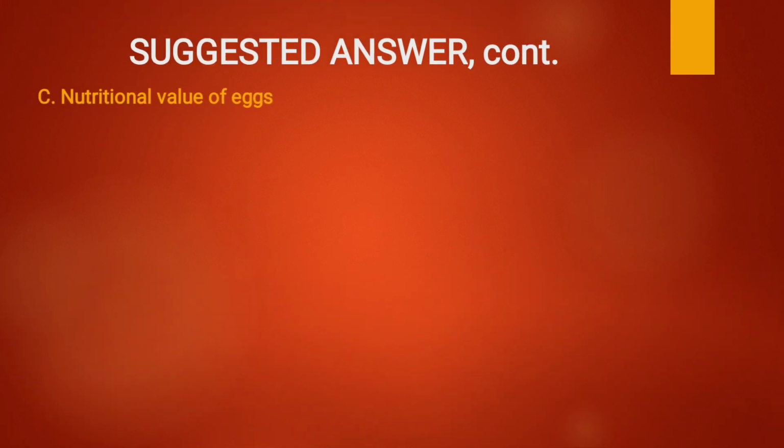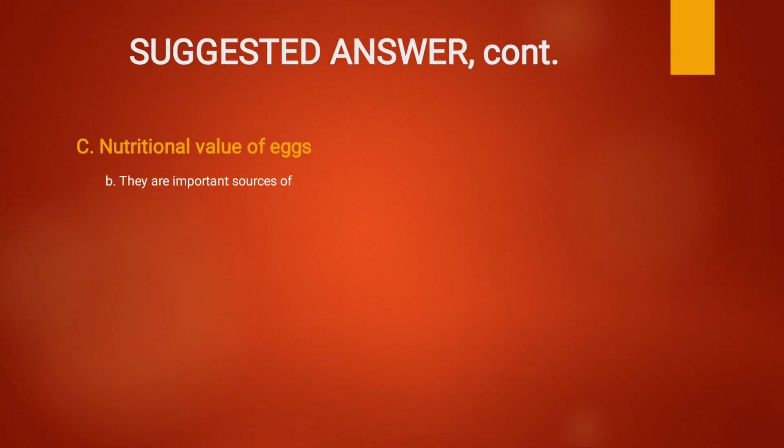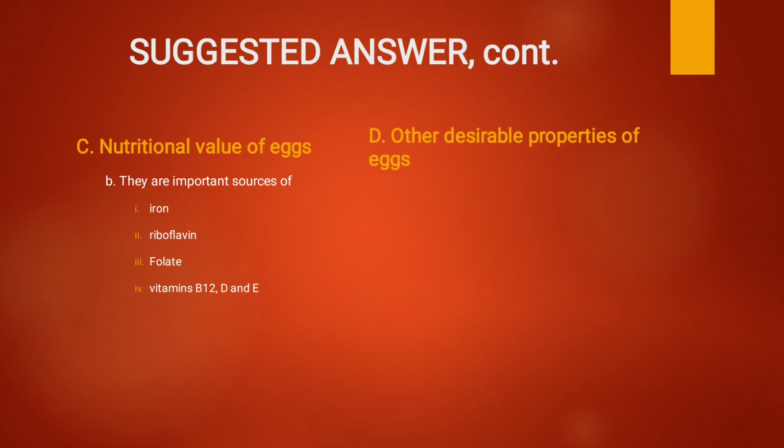Now, quickly, we are still on the nutritional value of X. We are done with A. So B, they are important sources of iron, riboflavin, folate, vitamins B12, D, and E. Now, we are done with C, the nutritional value of X.